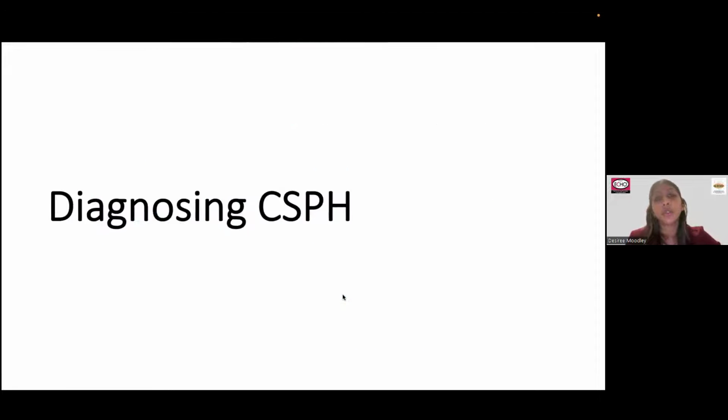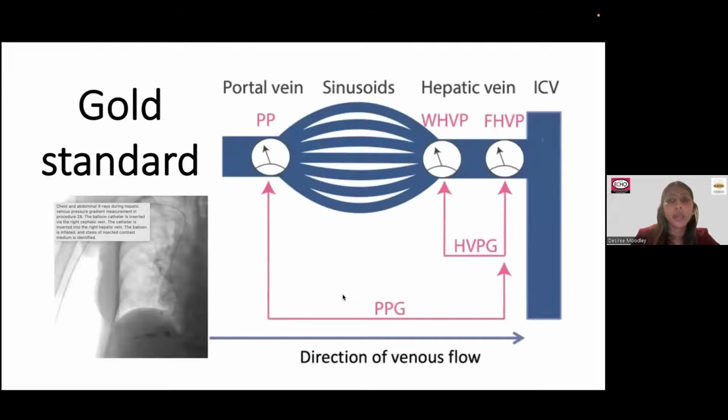So how do we diagnose clinically significant portal hypertension? Well, the gold standard is actually by measuring your hepatic venous pressure gradient. How this gets done is that a balloon catheter is inserted into your cephalic vein or your internal jugular vein all the way to the hepatic vein. They then measure your free hepatic pressure about 2 to 3 centimeters from your IVC. The balloon is then blown up and your wedge hepatic vein pressure is measured. And the difference between these two is your hepatic vein pressure gradient.